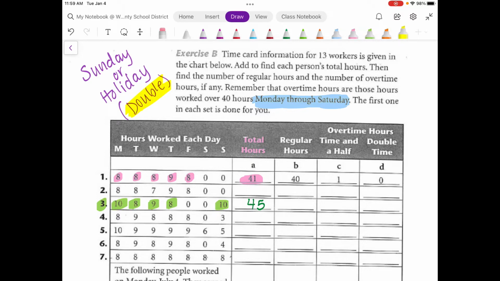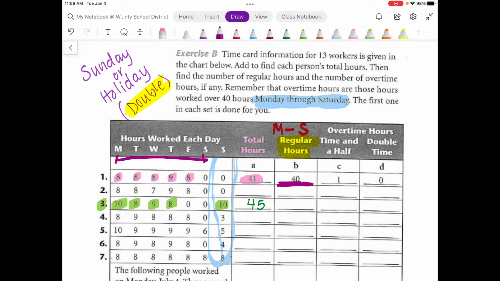Then you have to think about how many regular hours are happening. So regular hours happen only between Monday through Saturday, because remember that automatically anything worked on a Sunday is going to be double time. So for regular hours, we're only counting anything worked Monday through Saturday. So in this example, we had 40 hours, because that's the max, worked Monday through Saturday. So this is Monday, this is Saturday.